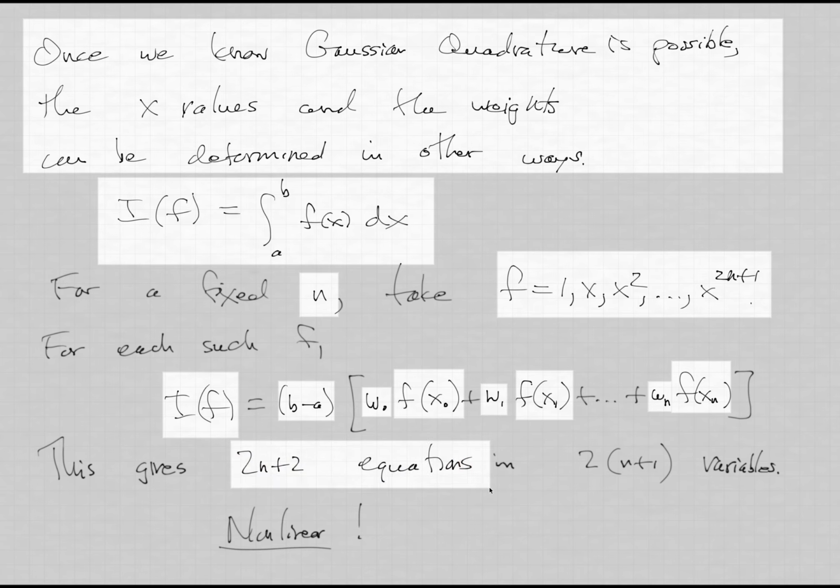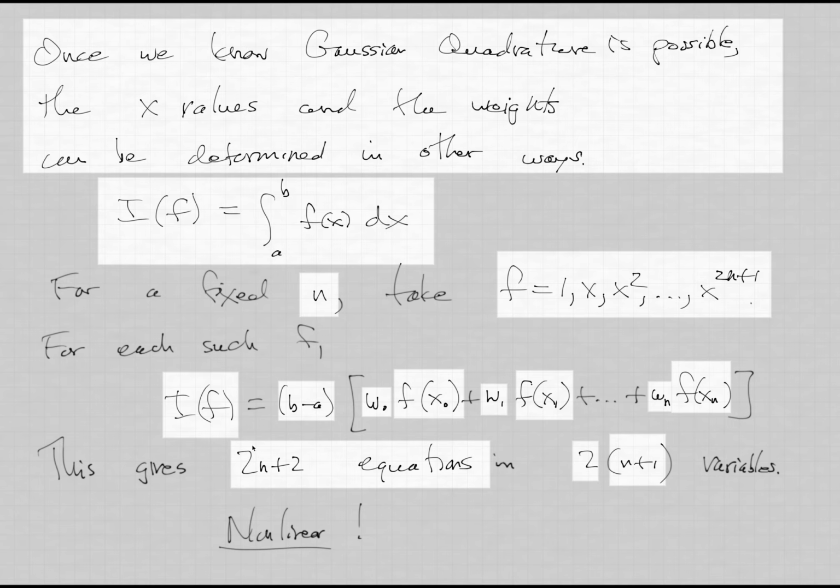The powers go from 0 to 2n plus 1, so that's 2n plus 2 equations. How many variables are there? Well, the x variables go from x0, x1 up to xn, so there's n plus 1 x variables. And same thing with the w values. The w values also go from w0, w1 up to wn, so there's also n plus 1 w values, so that means the total number of variables is 2 times n plus 1.